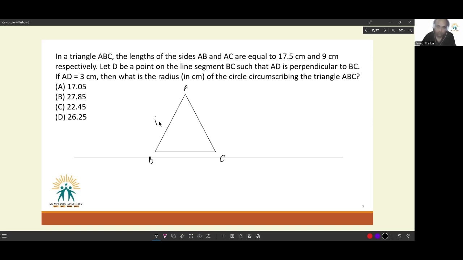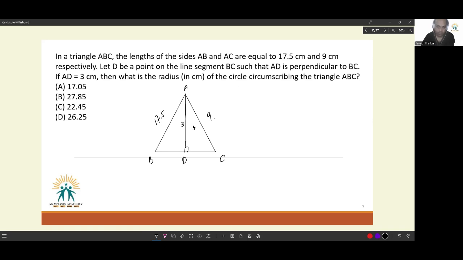AB is 17.5. AC is 9. Let D be a point on the line segment BC such that AD is perpendicular to BC. So this is the altitude. If AD is 3, then what is the radius of the circle circumscribing the triangle ABC?